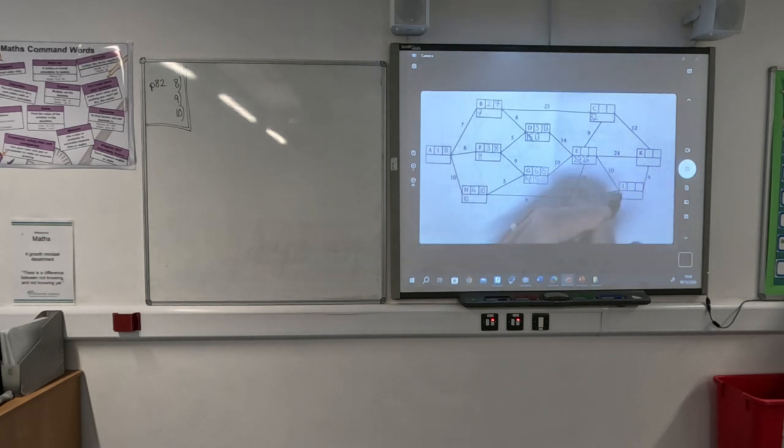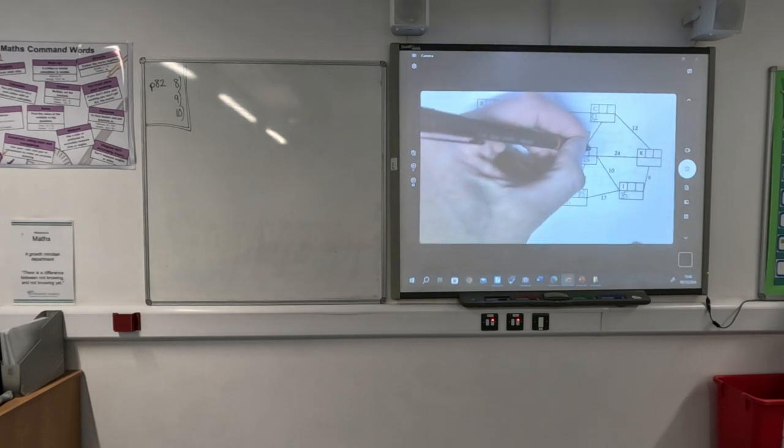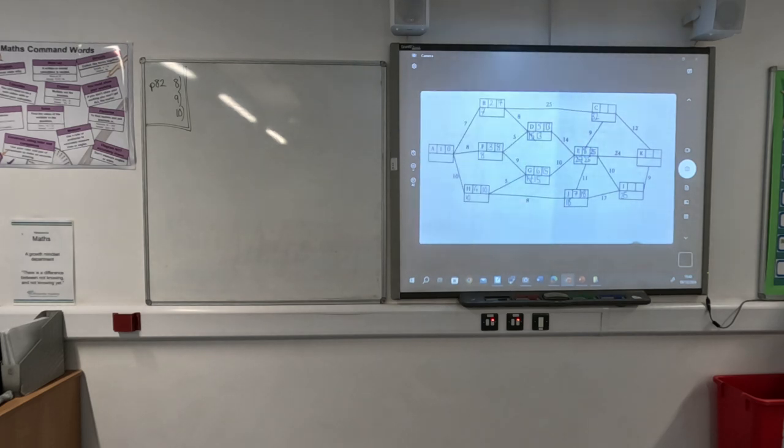18 plus 17 is 35. 18 plus 11 is not shorter than 25, so that's that. So I've got to choose the shortest of 35, 25 and 32, so that's 8 with a distance of 25.